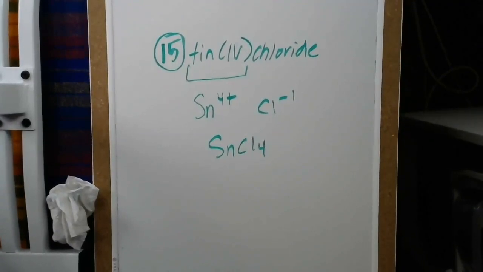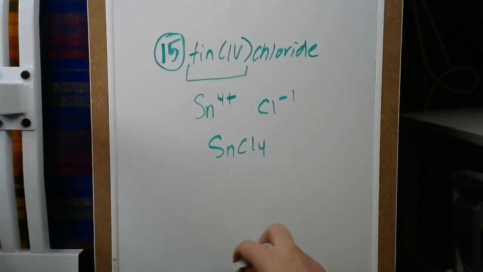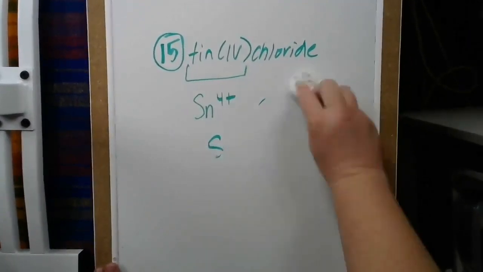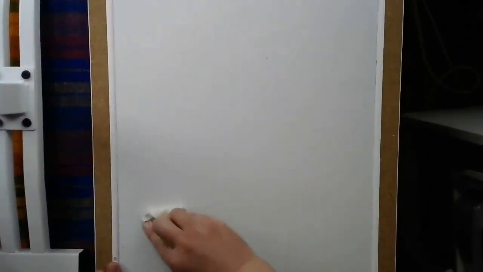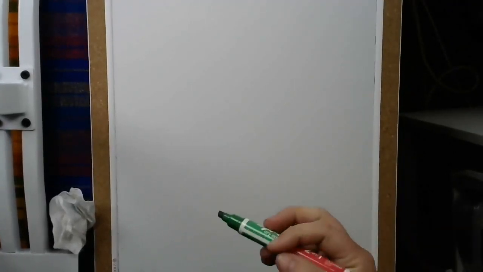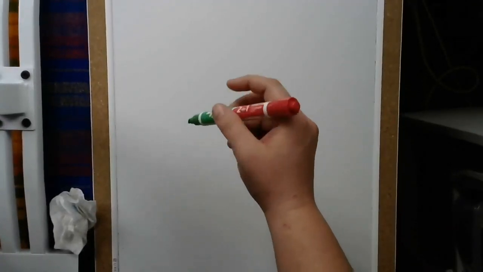Let's see, what's a good one? All right, let's do C. I don't know about a good one, but that one looks annoying. So we might as well do that one together. Osmium 8 oxide. Okay.